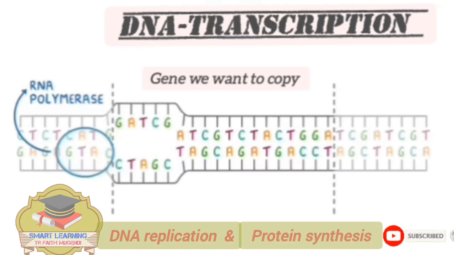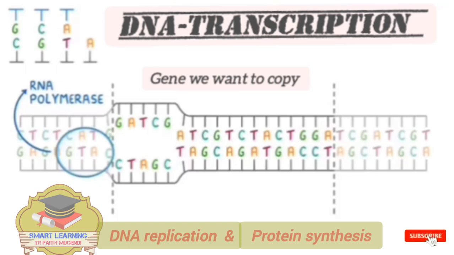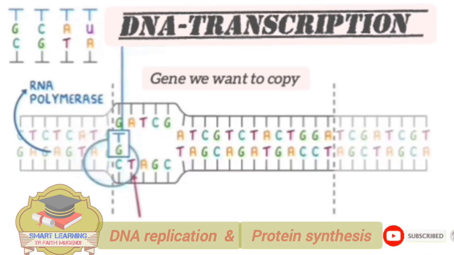The enzyme RNA polymerase moves along the DNA parent strand, reading it and forming the messenger RNA strand that is complementary to the DNA strand, just like during DNA replication, such that adenine pairs with thymine, and guanine pairs with cytosine. However, when we have adenine in the DNA strand, it will pair with uracil on the messenger RNA. Take a look.